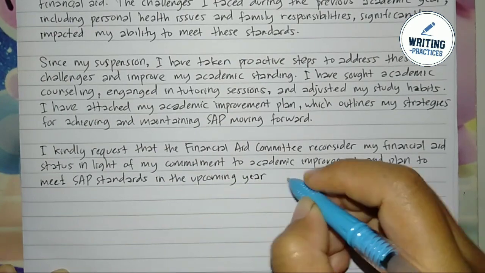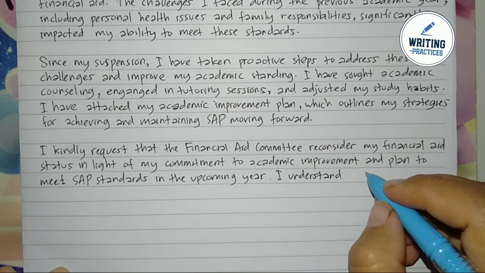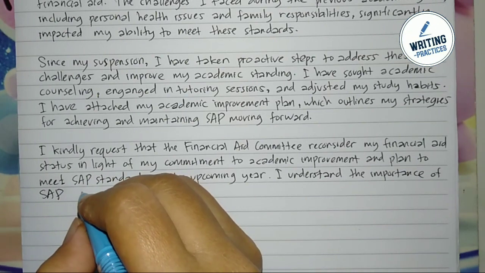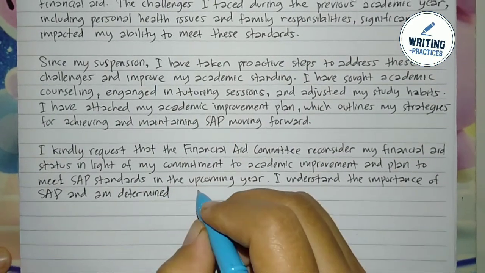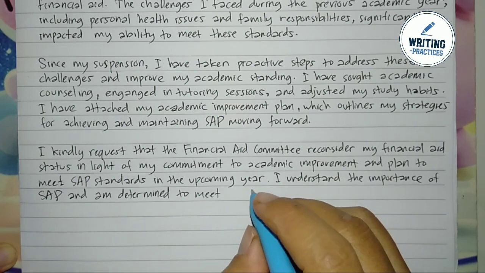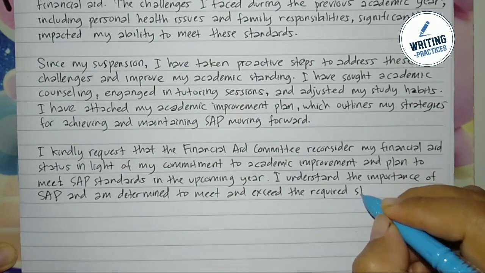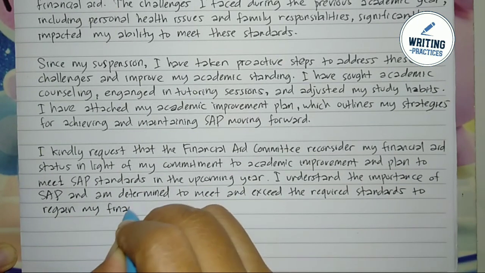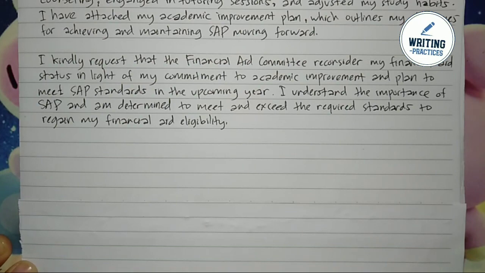You can also modify the words based on your preference. You just need to make it polite and straightforward. And write the reason why you are confident about this. Like you may have read the policies that you can gain back the financial aid after showing improvements, and so on. Well, if you don't know what to write, just simply copy this. "I understand the importance of satisfactory academic progress, and I am determined to meet and exceed the required standards to regain my financial aid eligibility." This is formal and polite, so you don't need to hesitate to use it in your letter.